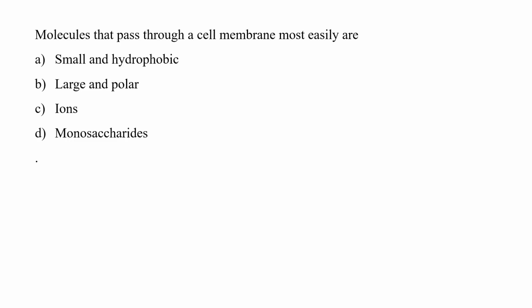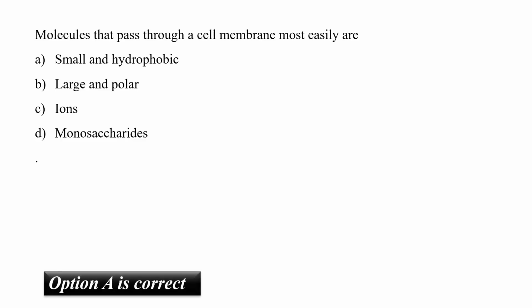Molecules that pass through a cell membrane most easily are small and hydrophobic, large and polar, ions, or monosaccharides. Small molecules that are hydrophobic or non-polar, that means have no charge, can cross the membrane easily through the cell membrane, while ions, like charged ones, and larger hydrophilic molecules cannot pass through. So here the option A has to be the correct answer, that small and hydrophobic molecules pass through a cell membrane most easily.